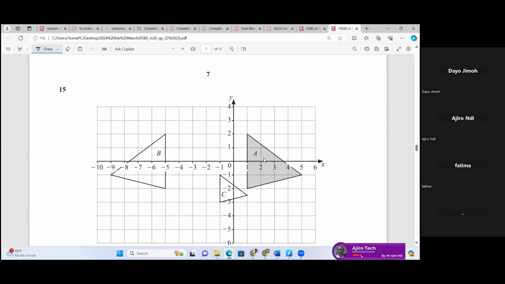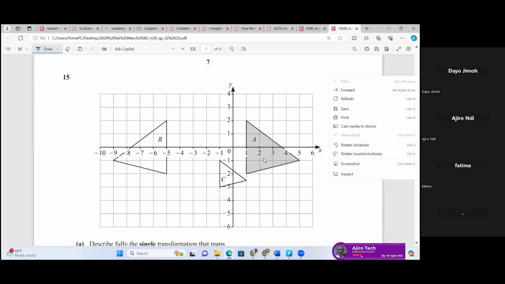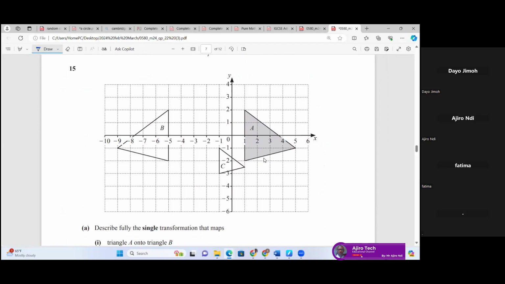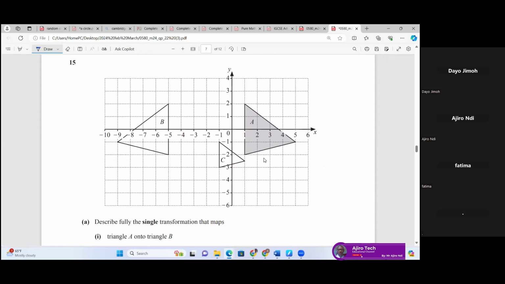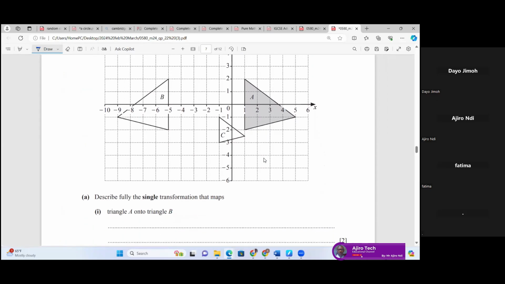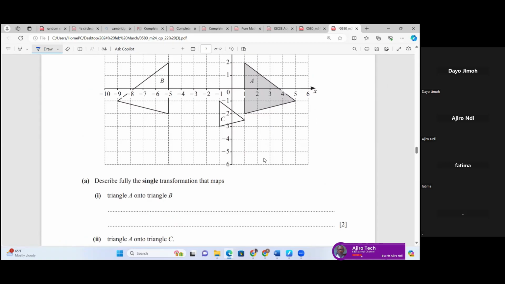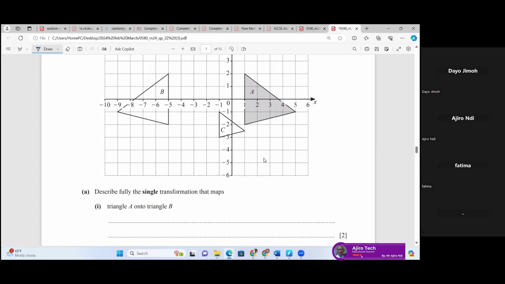Now, this one is a transformation question. We're very likely going to do a question on paper 4 after paper 2. Describe fully the single transformation that maps triangle A onto triangle B.